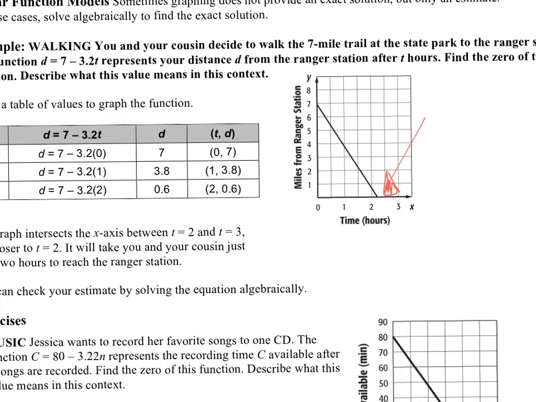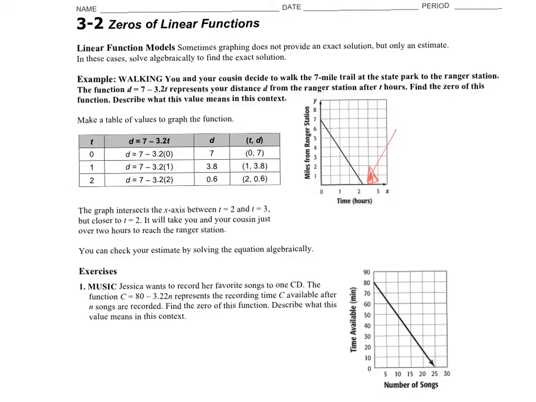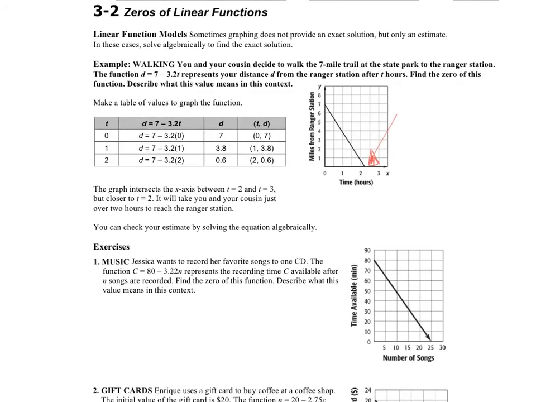And so this is where if we do have an equation, we can solve that equation for x, and we will know exactly what that number is, right? So let's take a look here at this one and see what it says. So we're walking towards a ranger station, and they've given us this equation here, right? D equals 7 minus 3.2 t.